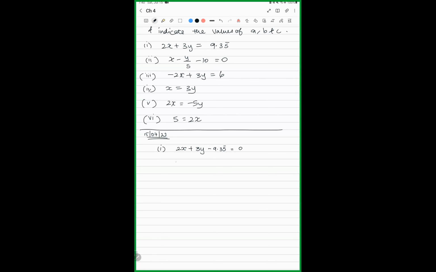And then what is A, B, and C over here? A is what? A is not 2x. A is 2. B is 3. And C is minus 9.35 bar.